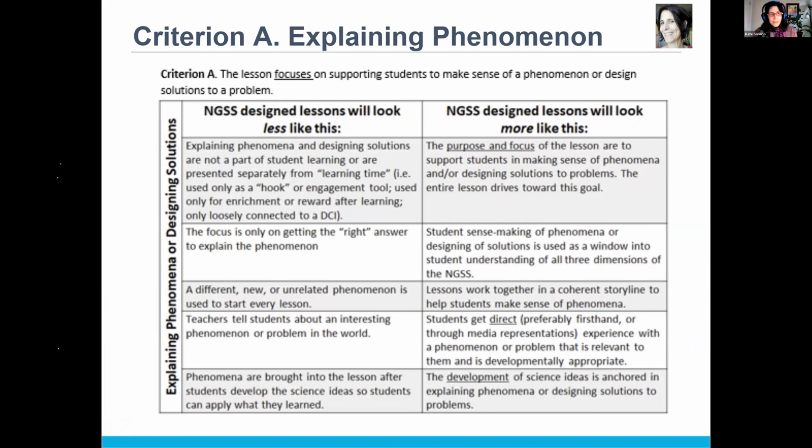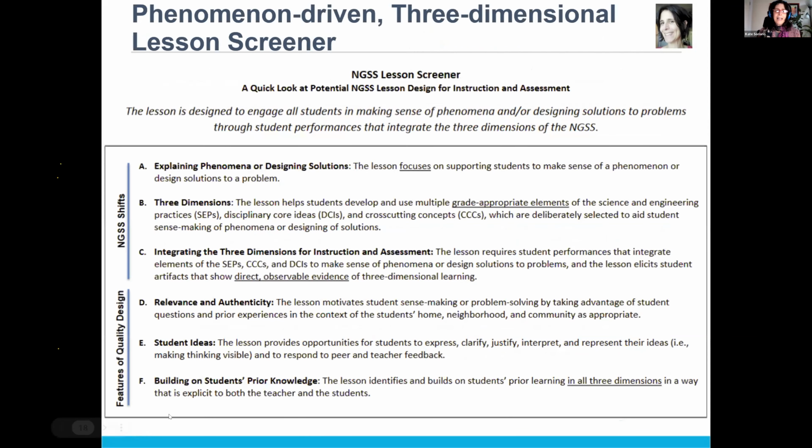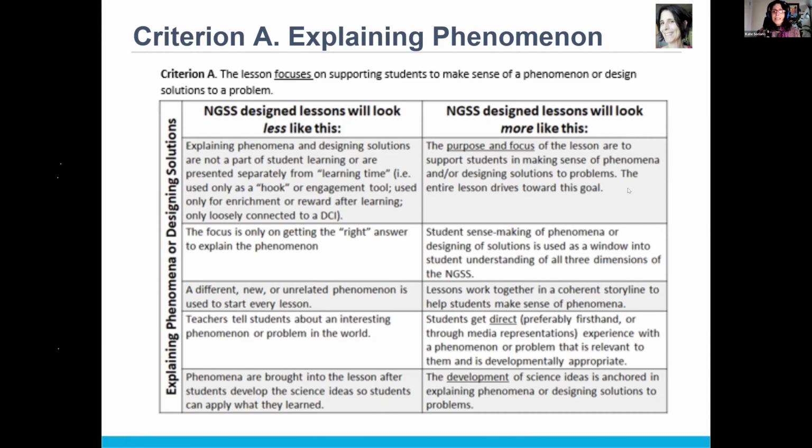What's really fabulous about the NGSS Lesson Screener is that each of the 6 criteria has a less like, more like table. Just like our rubric, that's where we got the idea. If you're reading through your lesson and it is very similar to the descriptions on the left, that signals to you that the lesson is on the information frame side of things. And if you see these features, then you're closer to that sense-making end of the continuum. So that's where we got our idea for that continuum, from this research-based document.